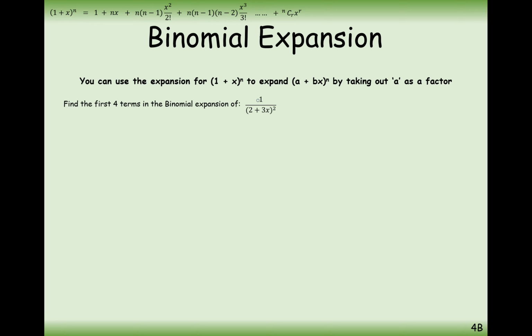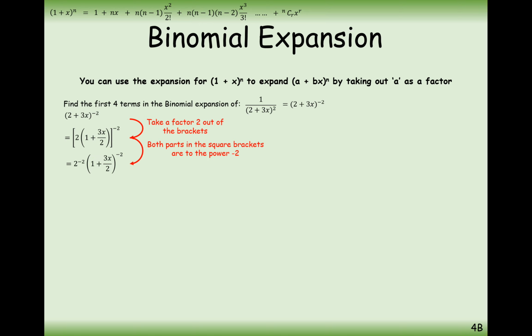This one here is 1 over 2 plus 3x all squared. So again, we'll rewrite that as a bracket to the power of n. So that's 2 plus 3x to the power of minus 2. So we're now going to factorize this number of 2 out of the bracket. So it's now going to become 2 to the minus 2 times the bracket 1 plus 3x over 2, all to the minus 2. And 2 to the minus 2, we all know the rules of indices there, that would be 1/4.